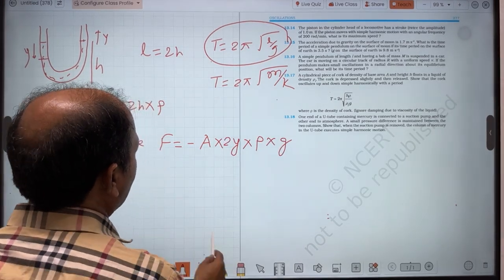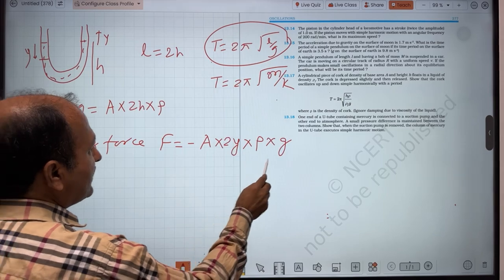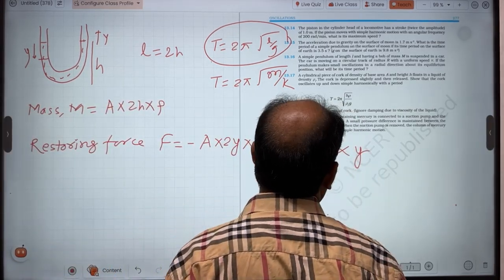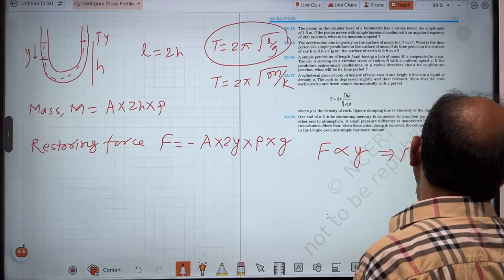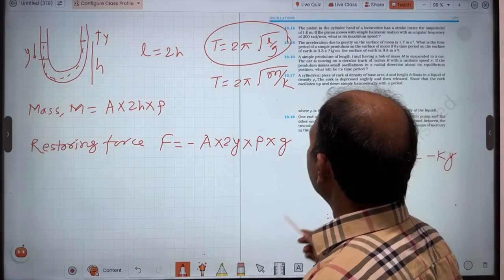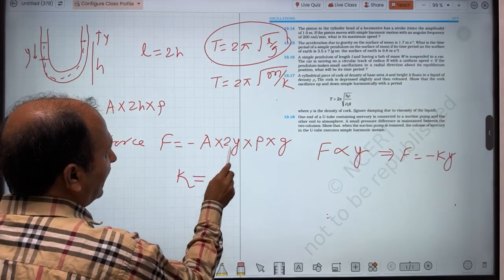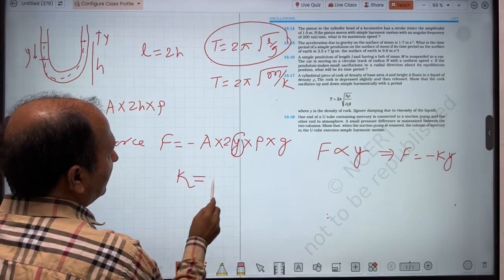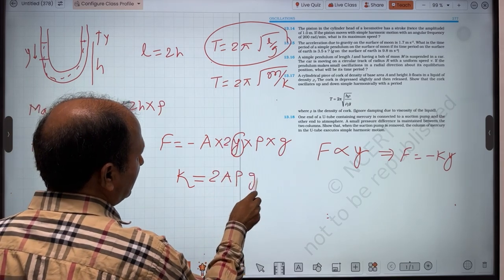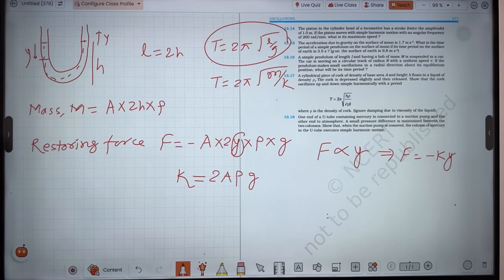And clearly, what do we notice? Here we notice that this is SHM, because F is proportional to y, or F equals minus ky. So we can find the value of k from here. What will k be? Leaving y, k will be 2A rho g. So we have got the two values, right?